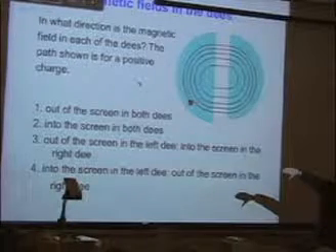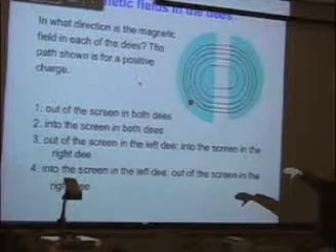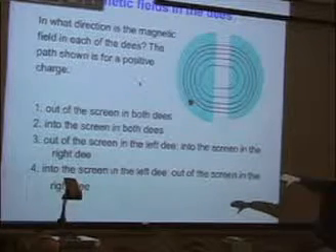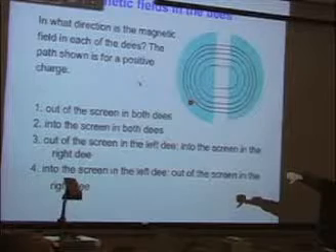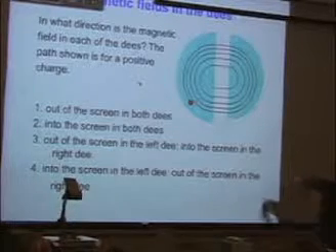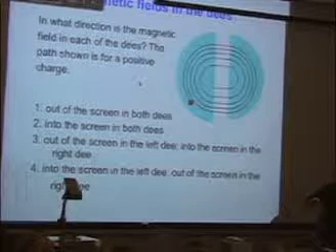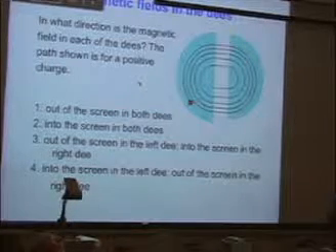Okay, and then you curl your fingers, and you'll get your field direction, as long as it's a positive charge, which it is in this case. So we're all set. So you curl your fingers, and they point into the screen. Okay, so into the screen looks good for the right D. So questions on that?